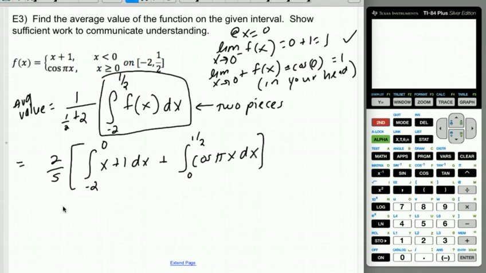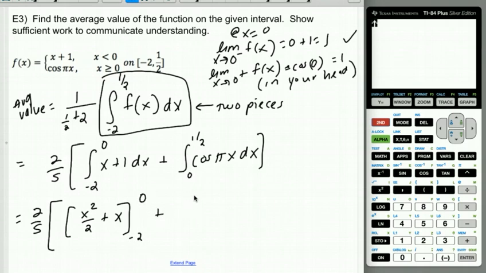Right, so it doesn't bother me if you want to put the 2/5 in front of the entire thing, or if you want to specifically put the 2/5 in front of each one. It doesn't matter. It's going to come out the same in the end either way. So when I do the antiderivative for each of these, I'm going to get an x squared over 2 plus an x from negative 2 to 0, right?